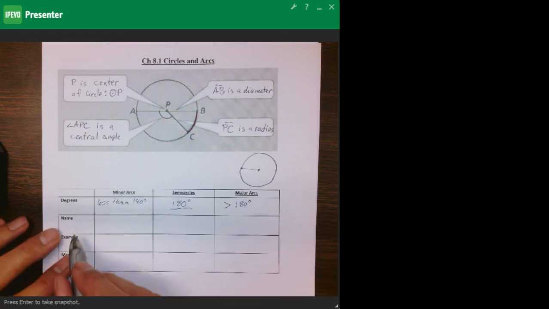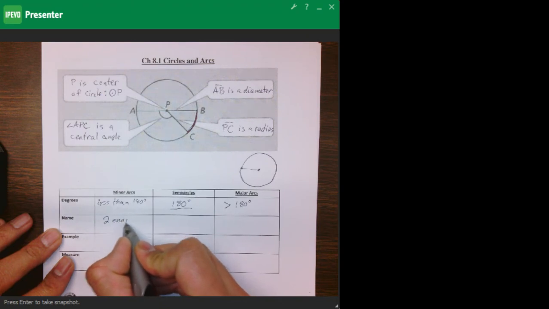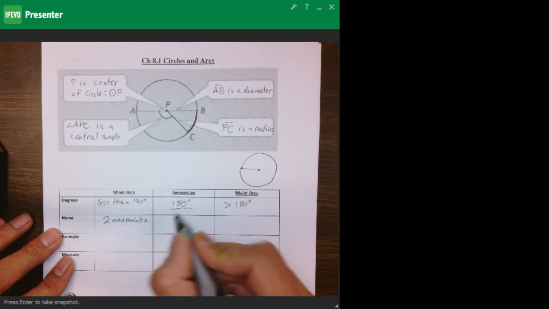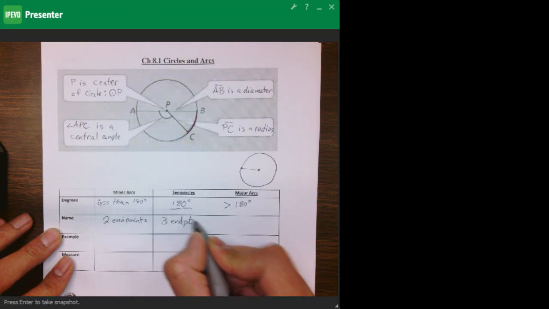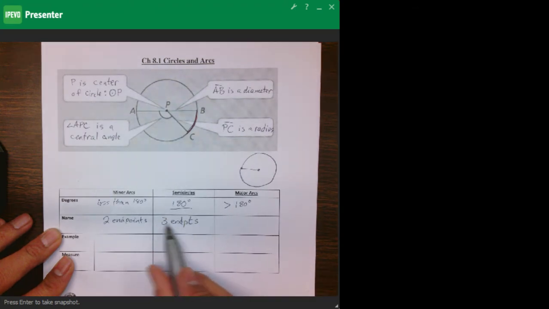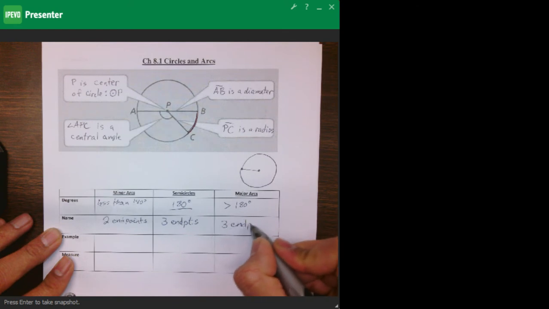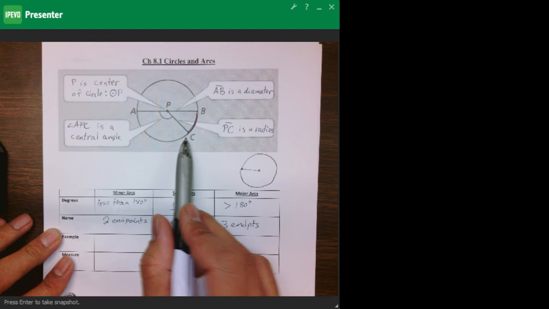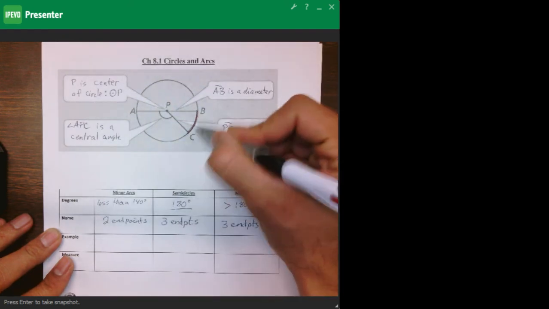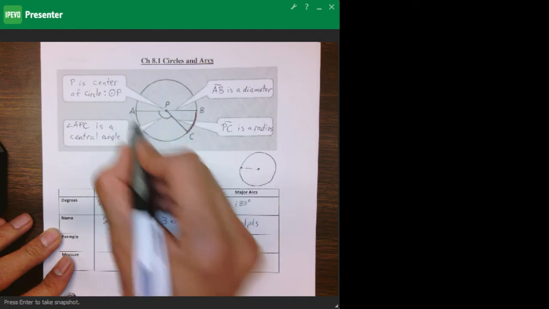And when we're naming them, for minor arcs, we use 2 endpoints. For semicircles, we use 3 endpoints, although sometimes I'll see 2 endpoints for semicircles, but I think for the most part we'll go 3. And then 3 endpoints for major arcs as well. And looking at this circle, do we see some minor arcs? For sure. From B to C, that's a minor arc. From A to C, that's also a minor arc.